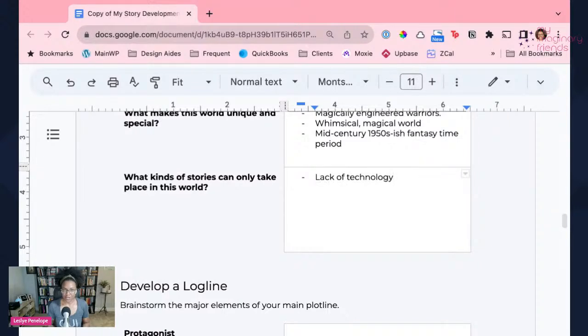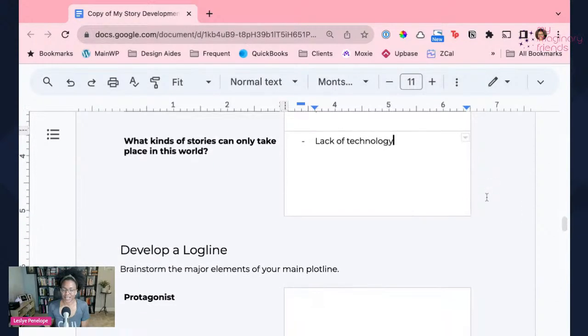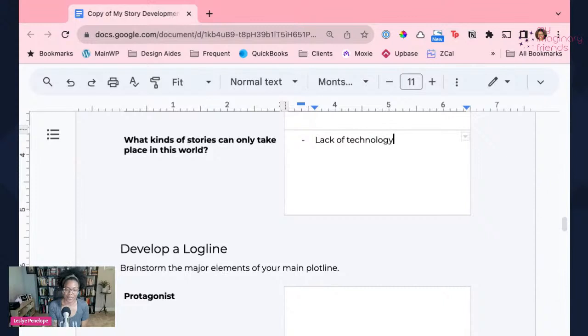That is very interesting. When you set a story in the past before cell phones, it opens up more conflict. So you have the conflict where someone needs to get in contact with someone and they're not answering the phone, and there is literally no way to get a hold of them. There's a lack of technology, which could influence the conflict.